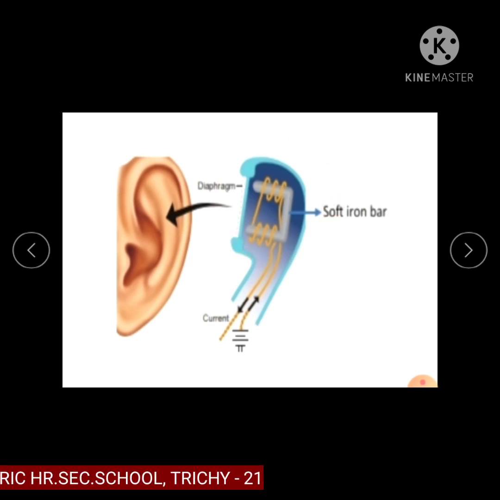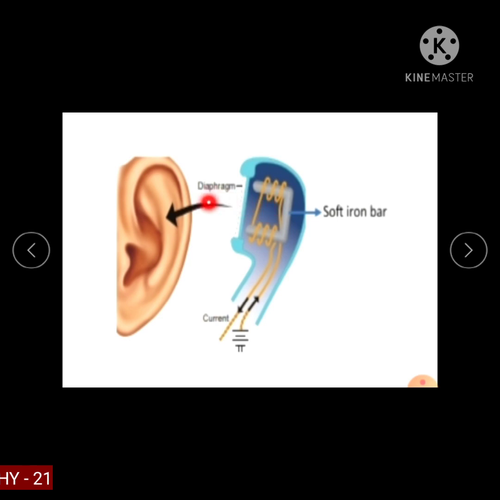When a current flows through the wires, the soft iron bar becomes an electromagnet. The diaphragm becomes attracted to the electromagnet. As the person on the other end of the line speaks, his voice causes the current in the circuit to change. This causes the diaphragm in the earpiece to vibrate, producing sound.